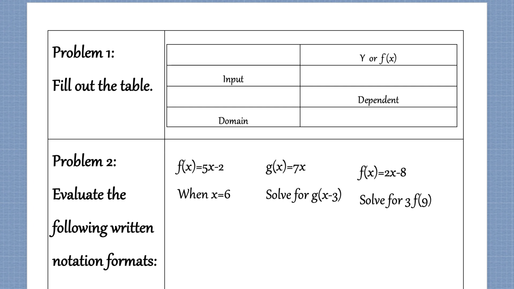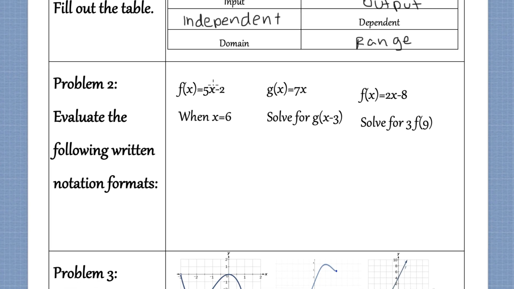Our first problem says fill out the table. We're going to fill this one out for x first. So x is the input, it is the independent value, and it is the domain of a function. Y, or f of x, is the output of a value, it is the dependent variable, and it is the range of a function.